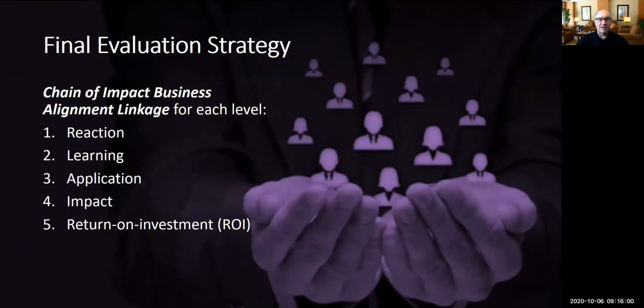Final evaluation strategy. It's going to be built around 3 main products. One is going to, well, actually more than that, but I'm going to focus on 3 for now. Chain of impact, business alignment linkage, which is going to be necessary to do a needs assessment for these levels of evaluation: reaction of participants, learning by the participants, application on the job, that is, organizational impact, and return on investment.